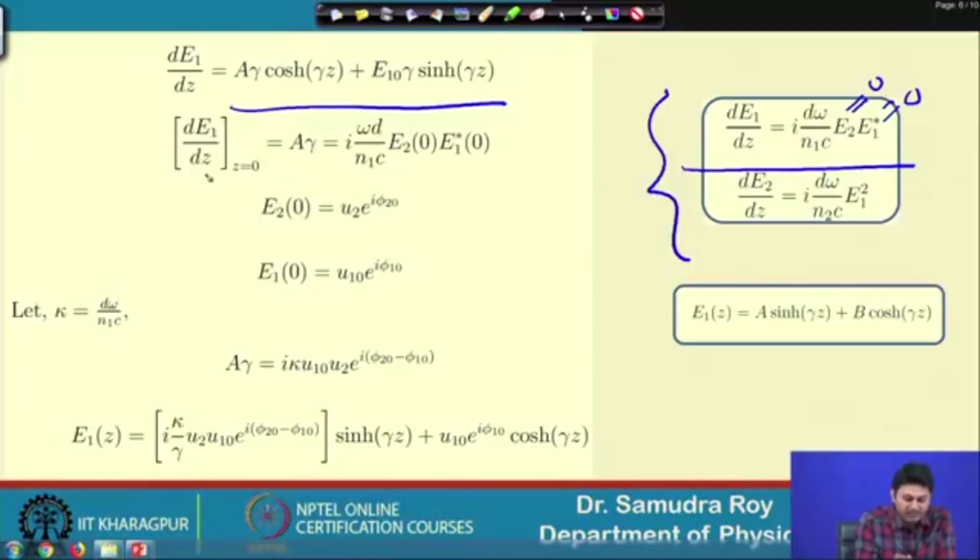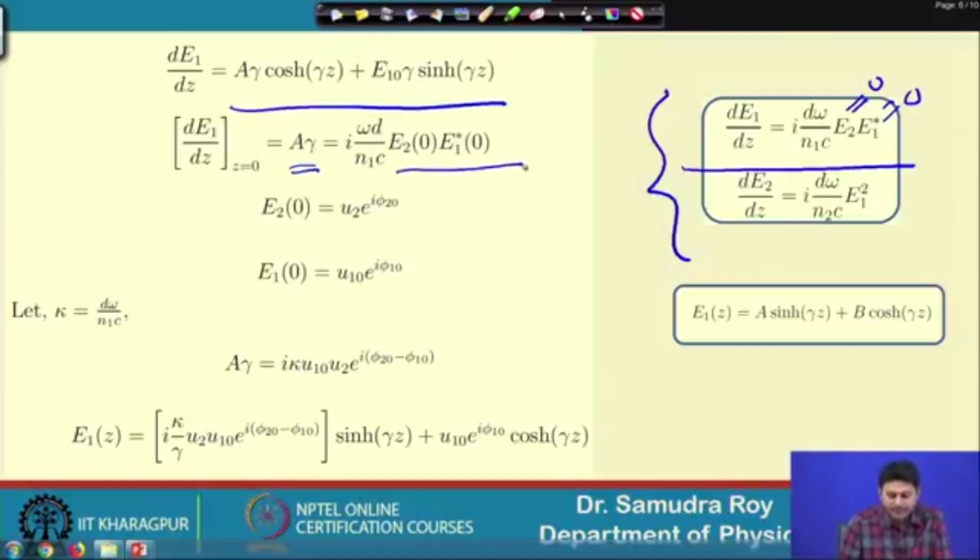So, dE1/dz at z equal to 0, from this equation we can say this becomes A gamma, because when I put z equal to 0 here, cosh becomes 1, and sinh of 0 is 0, so this term will not be there. So, A gamma should be equal to, from this equation, i omega d divided by n1 c multiplied by E2 at z equal to 0 and E1 star at z equal to 0.